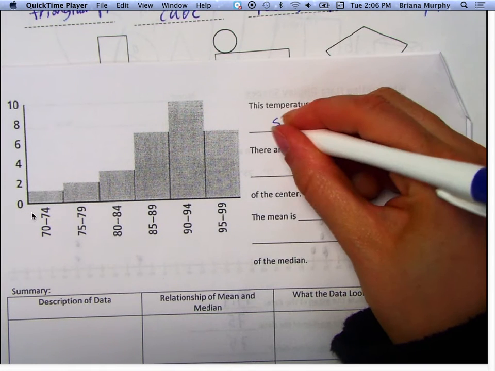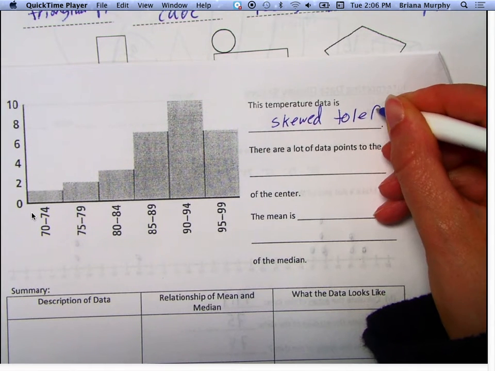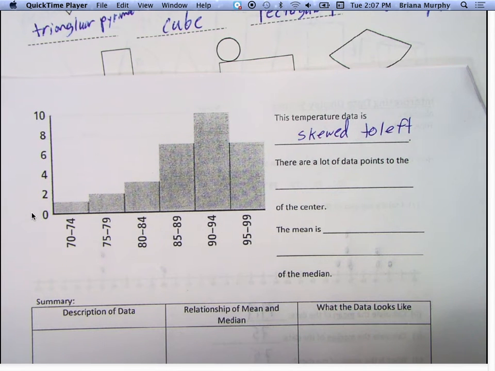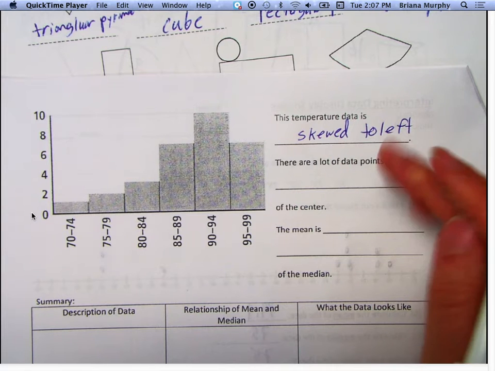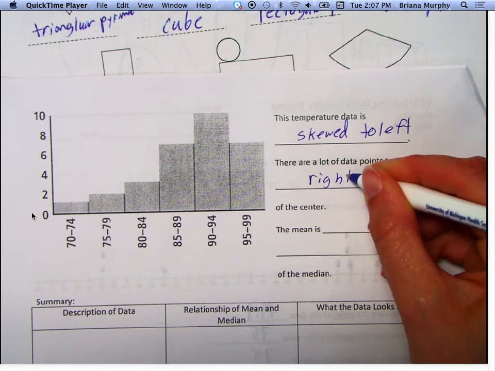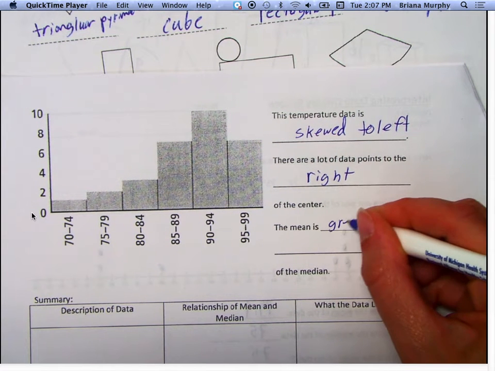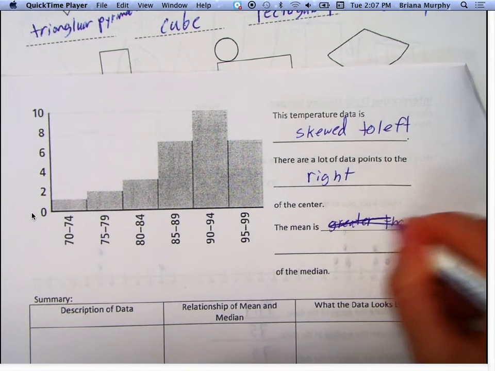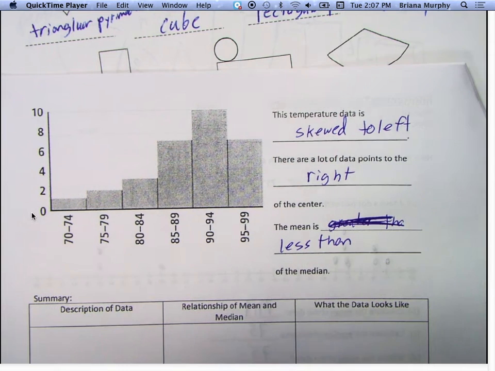Skewed to the left, yeah. Why do you say the opposite? I think it's telling you there's not a lot of data on that side. So it's not where there's more data, it's where there's the lesser amount of data. Skewed to the left. There are a lot of points to the right of the center. The mean is going to be less than the median.